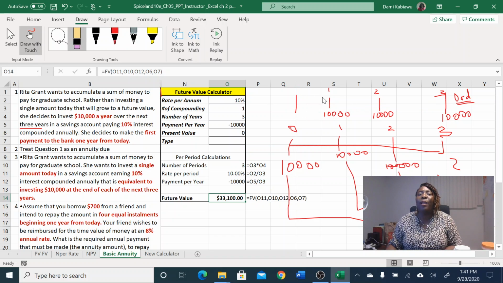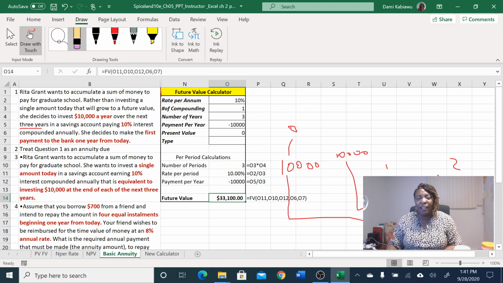Now, how do we make this difference in Excel? Here is where the type comes up. I'm just going to erase this timeline because there's no other way to get rid of it that I can see.